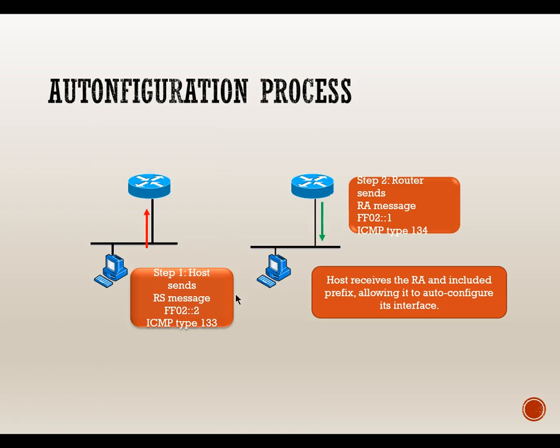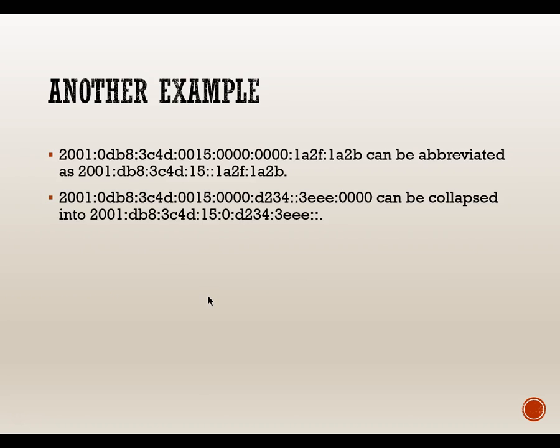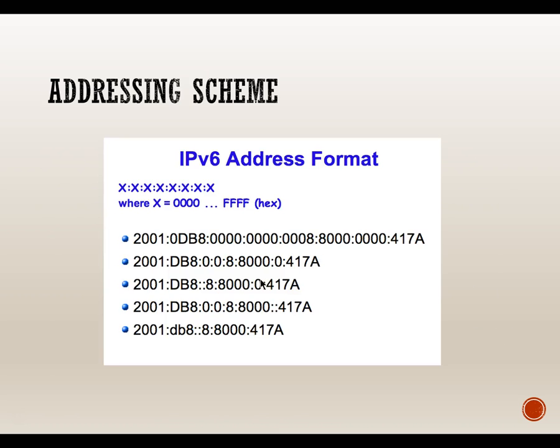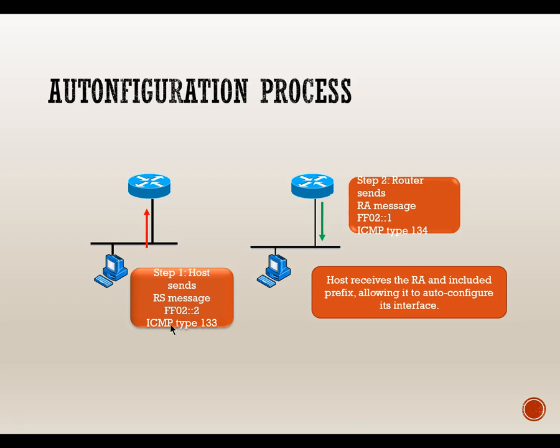So this says that host 1 sends an RS, a router solicitation message, to FF02::2, which is a multicast address, ICMP type 133. The router then sends a message back, a router advertisement message back that tells me what the network prefix is.